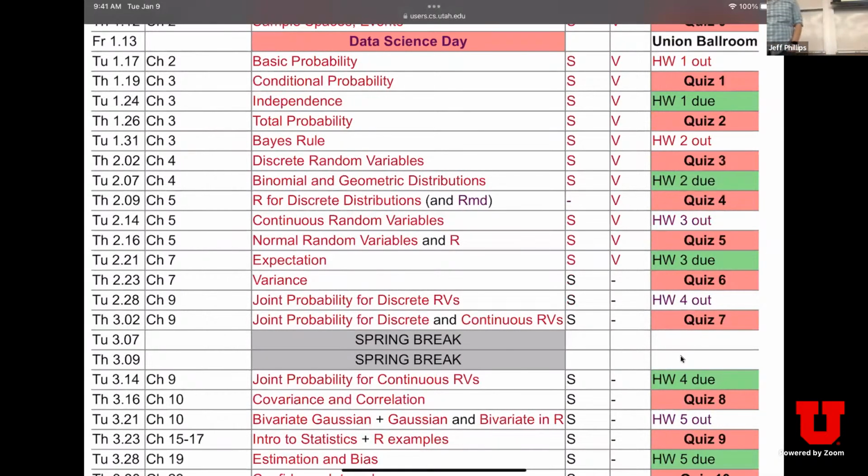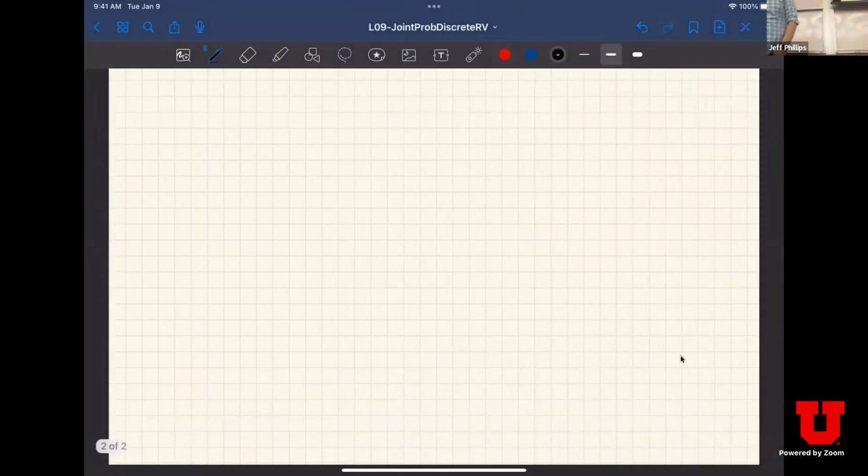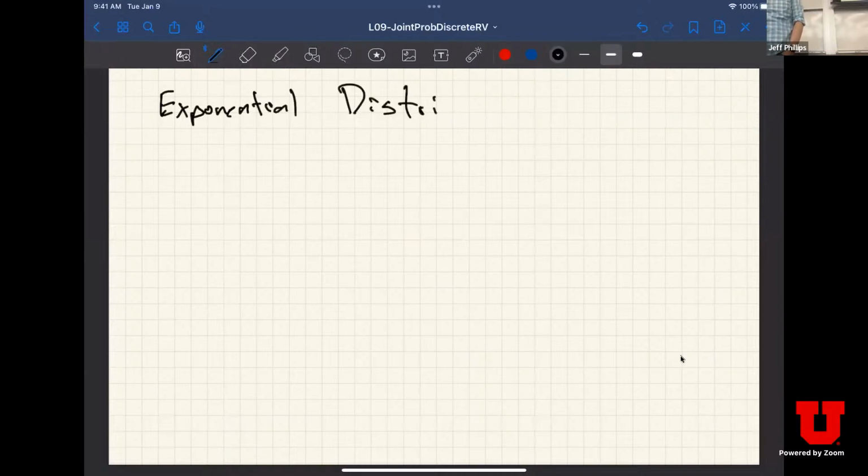Okay, great. So let's get into the lecture. All right, so joint probabilities for discrete random variables. I wanted to talk about a couple things first. One, and this comes up on the homework, I wanted to review the exponential distribution, just a little bit. I felt like I didn't explain this very well.